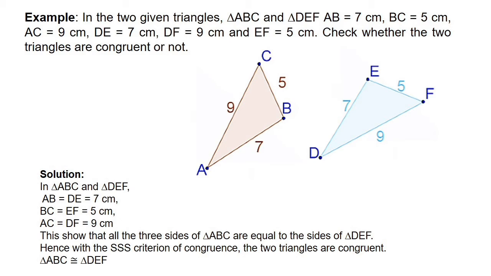So, we take triangle ABC and triangle DEF. We see that AB is equal to DE and that equals 7 cm. BC is equal to EF, which is 5 cm. AC is equal to DF, which is 9 cm. Now this shows that all the three sides of triangle ABC are equal to the sides of triangle DEF. Hence, with the SSS criterion of congruence, the two triangles are congruent, which means triangle ABC is congruent to triangle DEF.